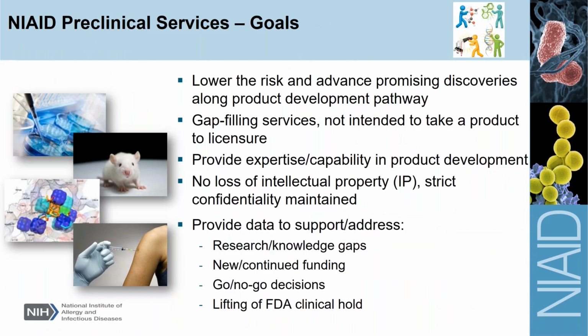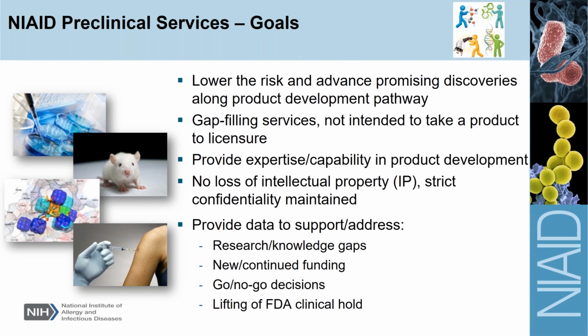So on to the third area of the funding mechanisms I wanted to highlight today are the NIAID preclinical services. And so the goals of these services are, unlike the prior 2 examples of grants and contracts, these aren't sending funds directly to investigators, but instead are providing a mechanism for external scientists to request specific gap-filling assays or key data that is needed to de-risk or drive their products forward.